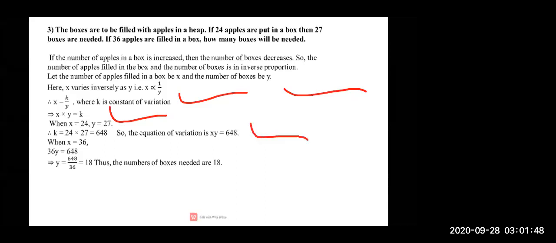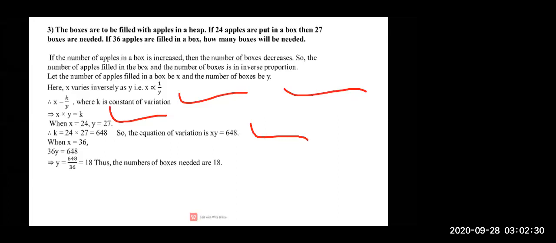That means it is the equation of which variation? It is the equation of the variation XY equal to 648. Now 648 is our constant. Now here they asked you about 36 apples and they told you to find the number of boxes. When x equal to 36, our number of apples to be filled in a box, x into y equal to k. So 36 into y, that means 36y equal to 648.